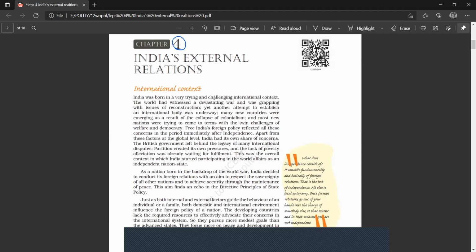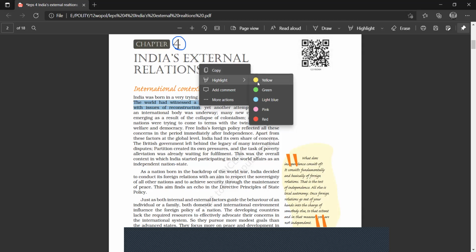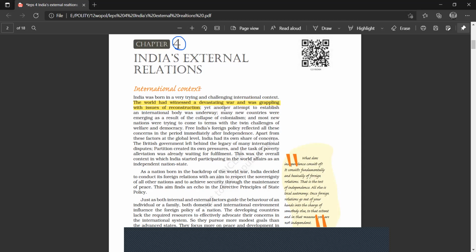India was born in a very trying and challenging international context. The world had witnessed a devastating war and was grappling with the issues of reconstruction. So here I believe we are talking about World War II, that everyone in this world was involved in. Yet another attempt to establish an international body was underway. Many new countries were emerging as a result of the collapse of colonialism, and most new nations were trying to come to terms with the twin challenges of welfare and democracy. Free India's foreign policy reflected all these concerns in the period immediately after independence.